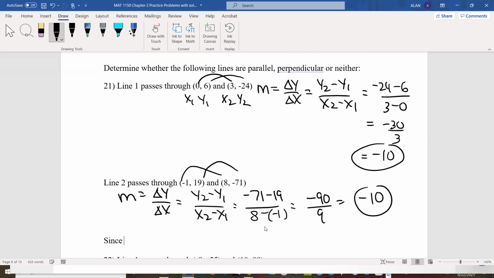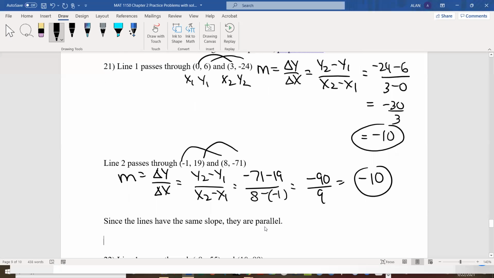So since the lines have the same slope, they are parallel. And that's what you need to know. It didn't look like it at first, but there they are.